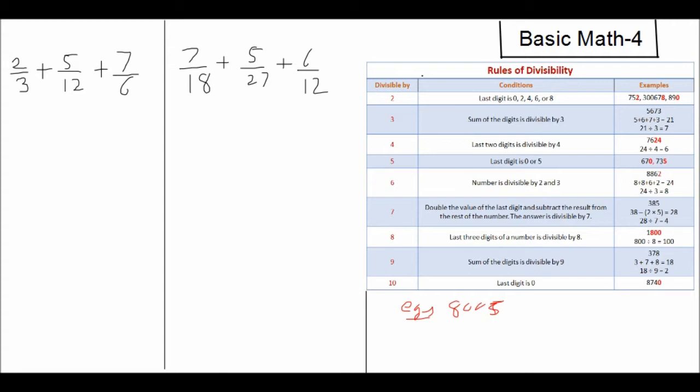Now the important test is of 7. The test says that the last digit should be multiplied by 2, and then it should be subtracted from the remaining digits. Like 2 into 5, then it is subtracted from 38, it is 28, and 28 is divisible by 7. Therefore 385 is divisible by 7.